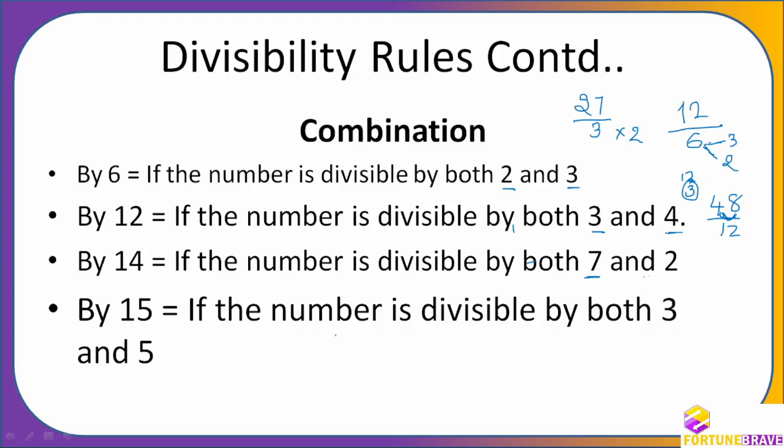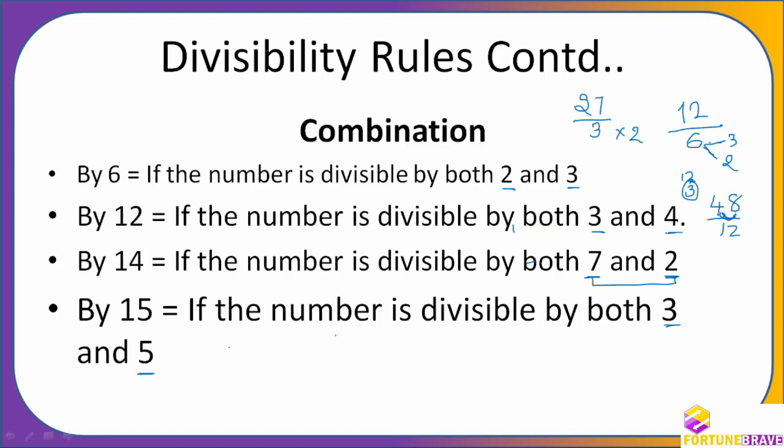In the same way, any number is divisible by 14 if it is divisible by both 7 and 2. You know how to do it. For 7, I am going to repeat it again: double the last digit, subtract from the remaining number. Again, double the last digit, subtract from the remaining number. And 15: if it is divisible by 3 and 5. So combinations you can make easily whenever two factors are there, and you will be able to do these questions.